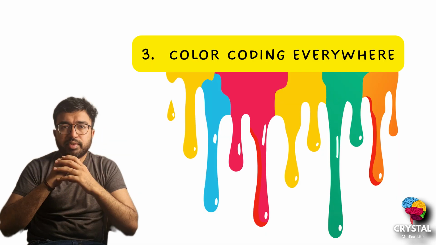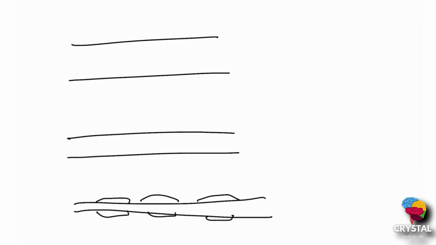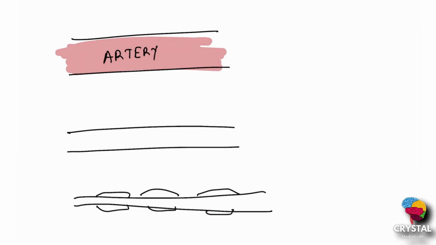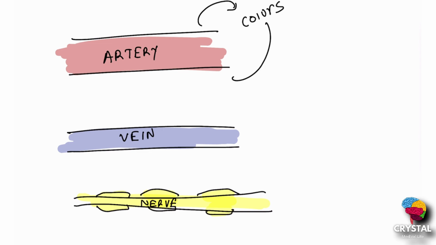Hack number 3, color coding everywhere. In your notes, always make arteries red, veins blue, nerves yellow. In pelvis diagrams, code reproductive organs in pink or purple, bones in gray. Your brain loves consistent codes. If your nerves are always yellow, then when you recall the color, you recall the structure.